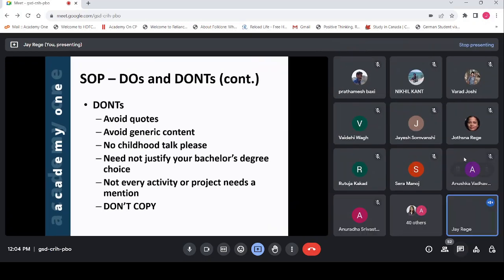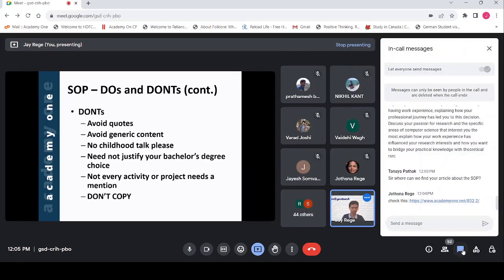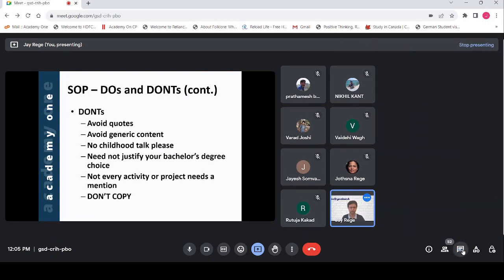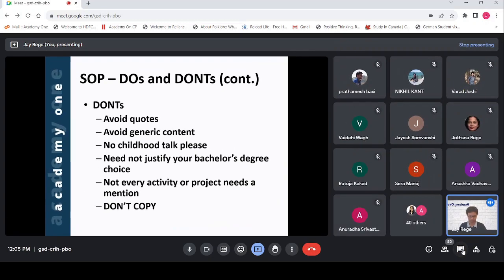Tanaya, the article on my SOP, I think you have a question here. Where can you find the article on my SOP? It's there on my website. I'll maybe share the link of that after this. I think Josna has put it in the chat, so you can check on that. Some days later, like I said, I'm planning maybe in the coming two to three weeks to have a video on that also that I'll put up. You can watch that.